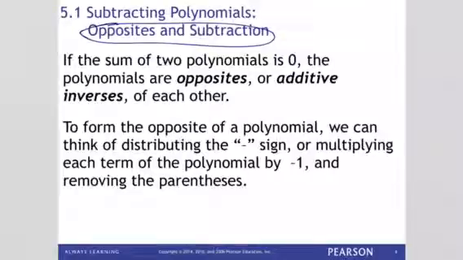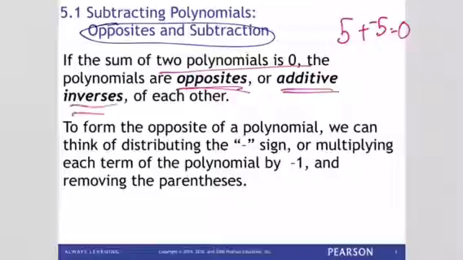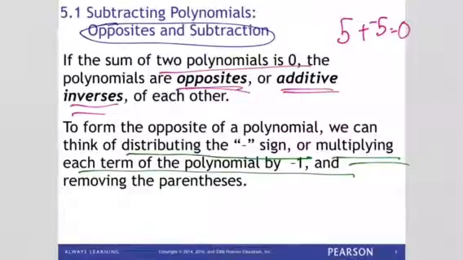So, if the sum of two polynomials is 0, the polynomials are opposites. Just like if we have 5 plus negative 5, we know those are opposites, those equal 0. It's the same thing with polynomials. They're also called additive inverses. To form the opposite of a polynomial, you can think of distributing the negative sign or multiplying each term of the polynomial by negative 1.